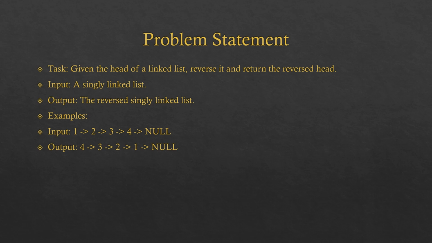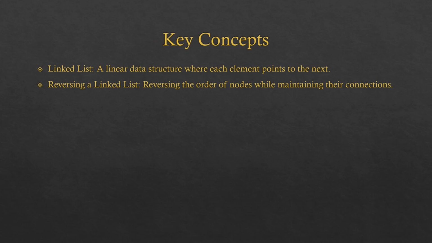This problem is essential because linked lists are commonly used in various algorithms and knowing how to reverse them can help solve many complex problems. Before we proceed, let's review the key concepts. A linked list is a data structure in which each node contains data and a reference to the next node. Reversing a linked list means altering the next references of the nodes so that the last node becomes the first and the first becomes the last.